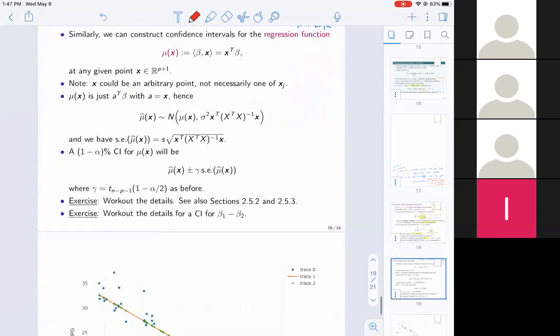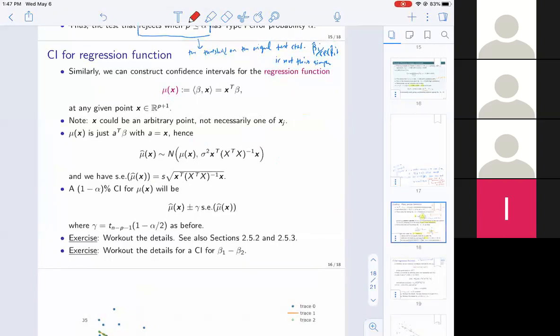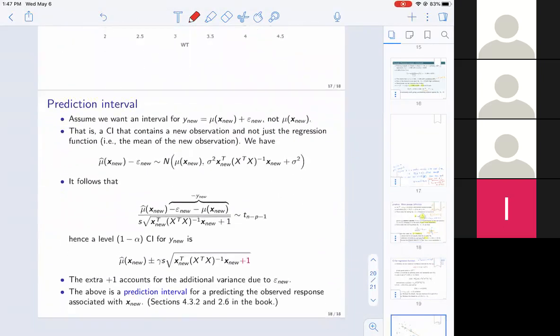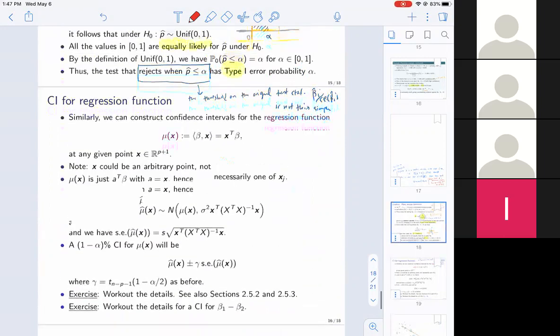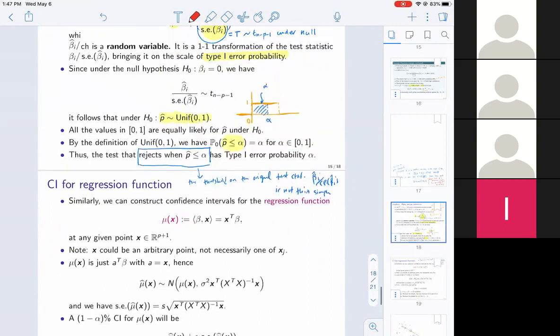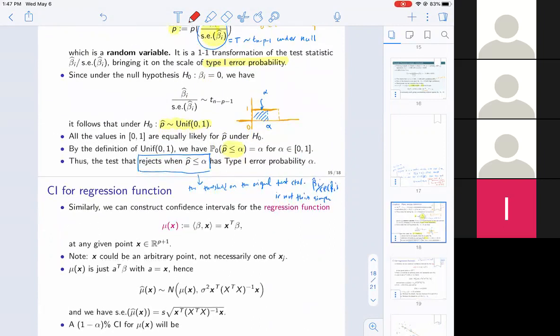So we have almost completed the hypothesis testing, and there is a little bit about the confidence interval for the regression function and prediction intervals, and I'm going to talk about them next time. But so far, you should have almost all the things that you need for doing the homework problems. Okay, so we've caught up to homeworks.